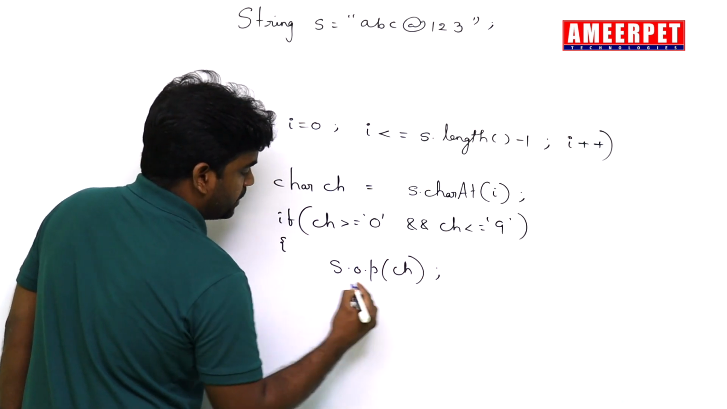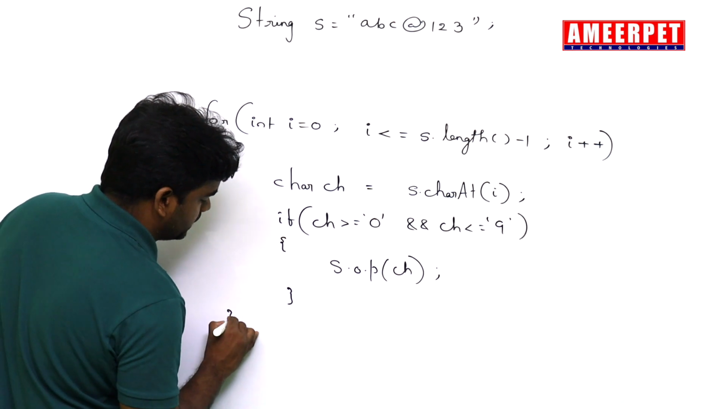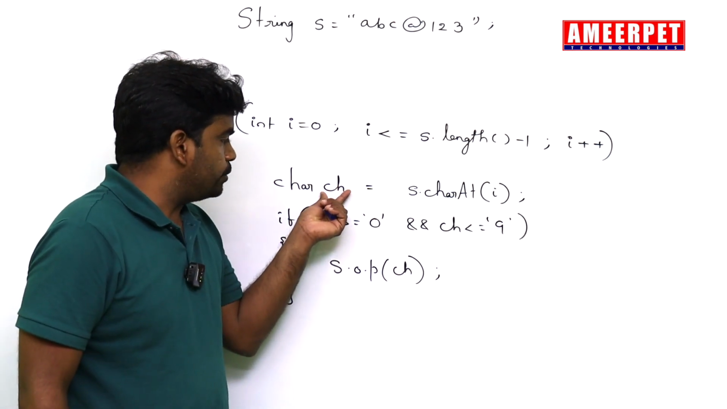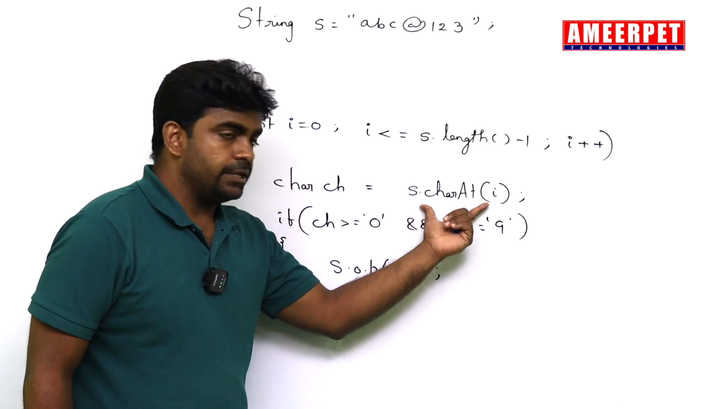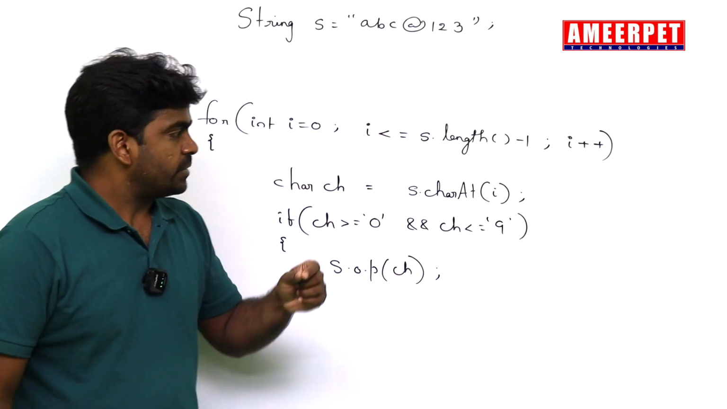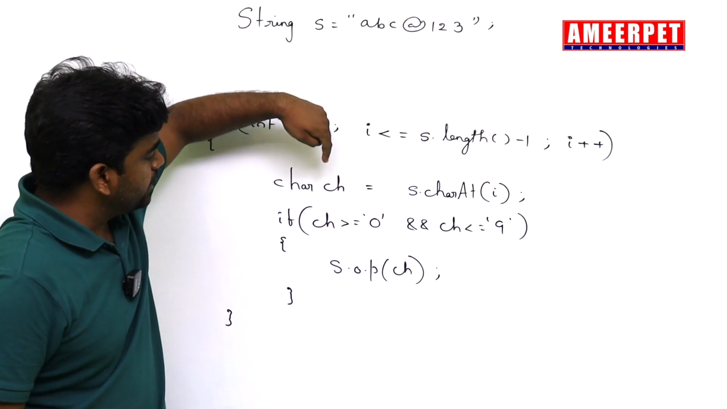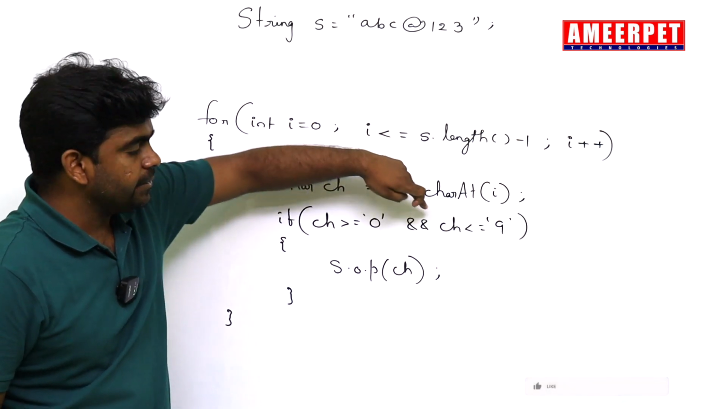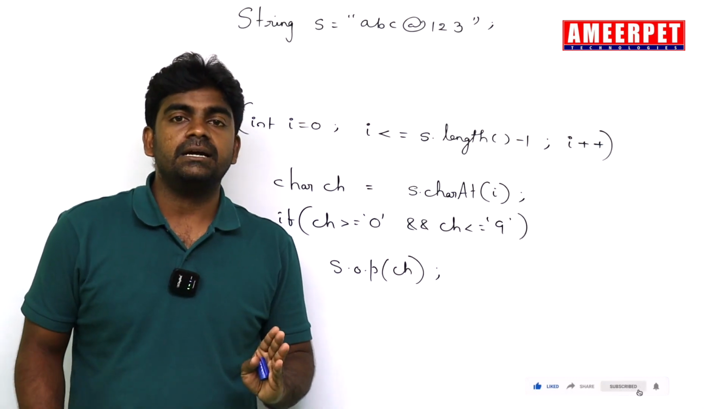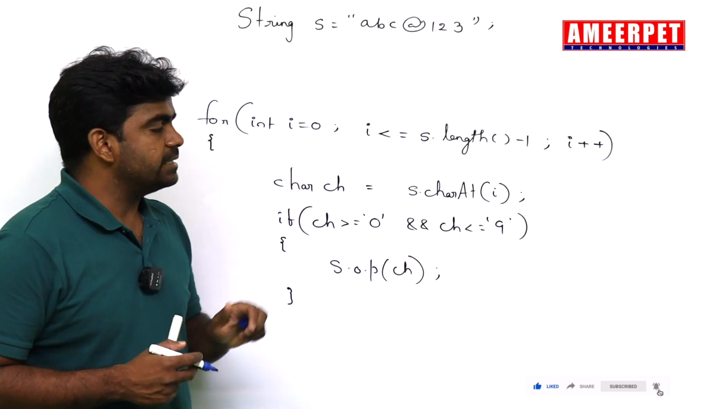System.out.println, we are printing that character. See here, instead of using this ch, you can directly use s.charAt(i) here and here, no problem. But first I am collecting the character into this variable, then we are printing that character, only if it is a digit. The remaining things it will not print.